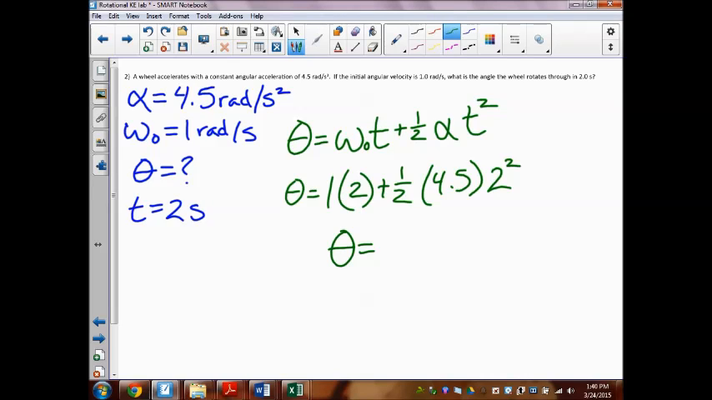So when I solve, I end up with a theta of 11 radians. Pretty straightforward. All right, moving on to question number 3.